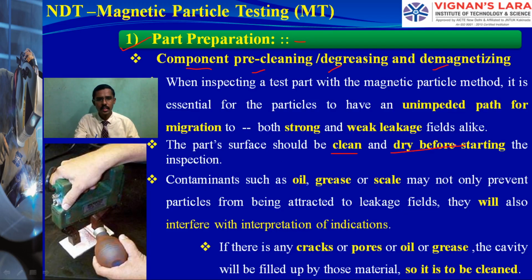Cleaning and drying. Contaminants such as oil, grease, or scales, maybe water scales, will appear after the heat treatment process. Maybe a black color, some ash-like deposits will be there. All these things need to be cleaned properly. They may not only prevent the particles from being attracted to leakage fields, they will also interfere with the interpretation of the indications.